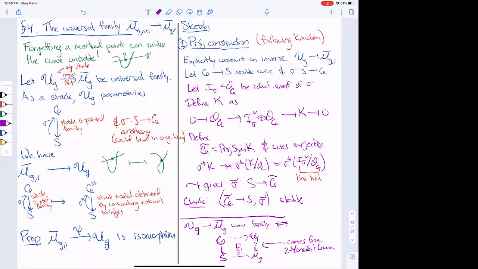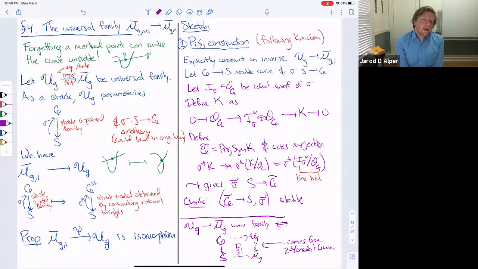Can I ask a question first? In very simple examples, is it possible to see why I sigma dual mod OC is a line bundle? Yeah, I imagine it is.